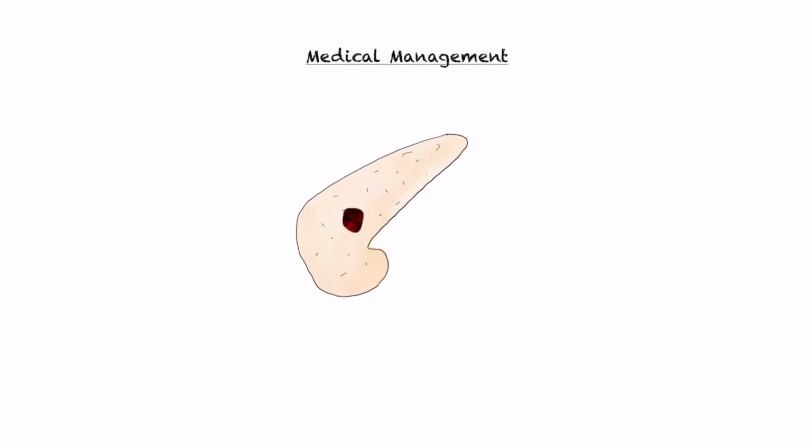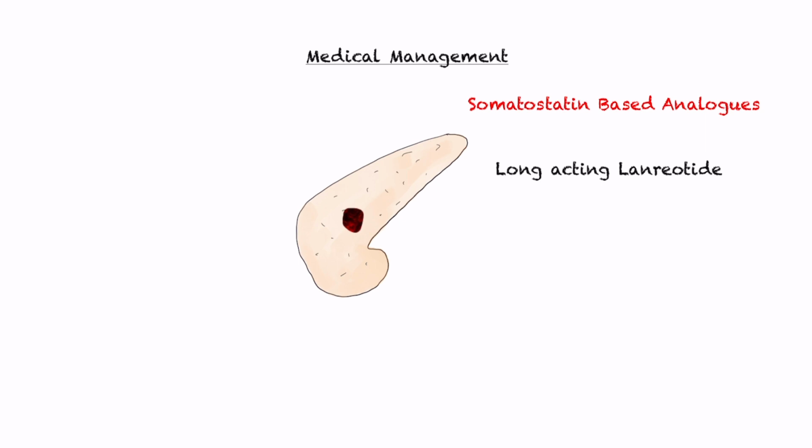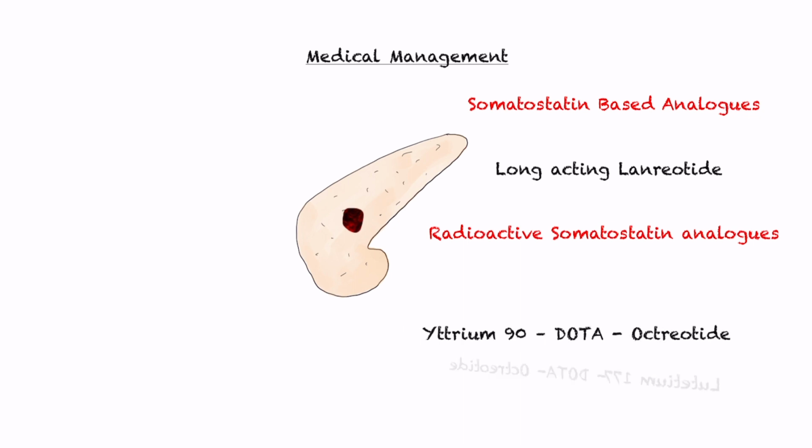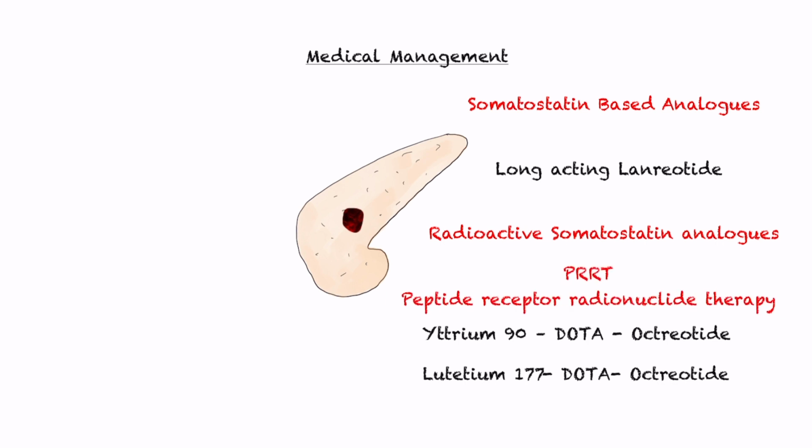In medical management, the most common drugs used in PNET are somatostatin analogs, as these tumors have somatostatin receptors. Like long-acting lanreotide, these analogs may be combined with radioactive materials, thereby effectively delivering radioactive isotopes to the tumor. Isotopes used are yttrium-90, which emits beta rays, and lutetium, which emits gamma rays. This is also known as peptide receptor radionuclide therapy.